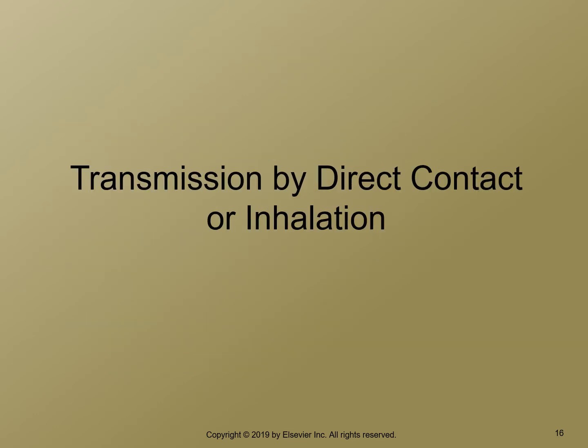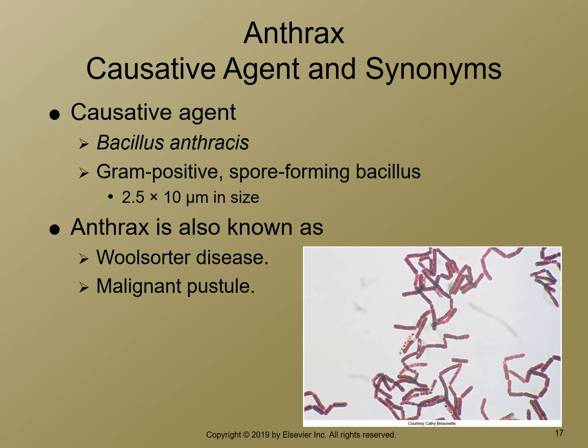Now we'll move on to the next transmission route of zoonotic infections, which is direct contact or inhalation. The first organism we'll talk about that gets transmitted via the inhalation or contact route is Bacillus anthracis. So this is an organism that we've talked about a couple times before. It's the causative agent of anthrax. It's a gram-positive spore-forming rod. Anthrax has other names known as wool sorter's disease or malignant pustule.